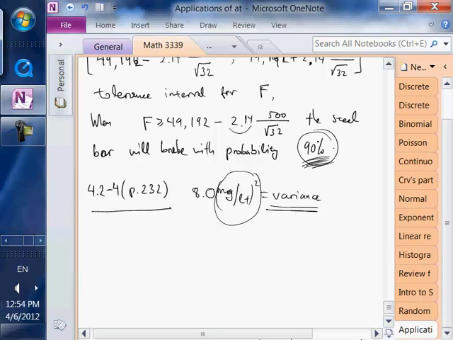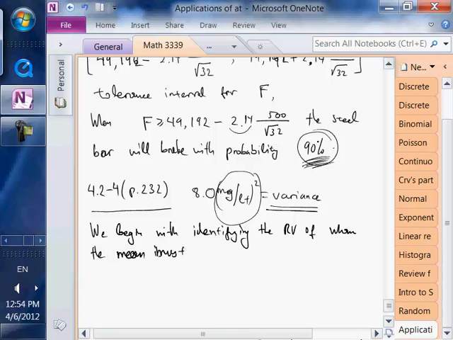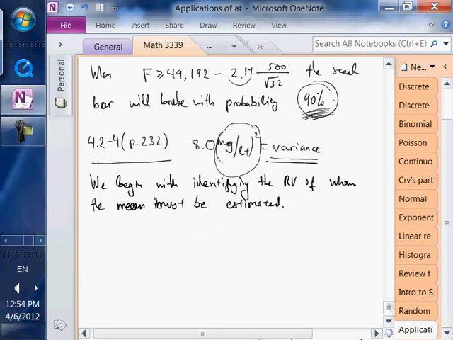So here, as in all problems of estimation, we begin with identifying the random variable of whom the mean we want to estimate. So that's the first step. If you don't know the random variable, then you will have trouble following the problem. Okay, here what we want is the biological oxygen demand. So then X is BOD in milligrams per liter.